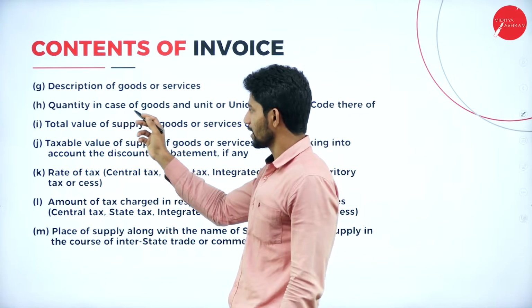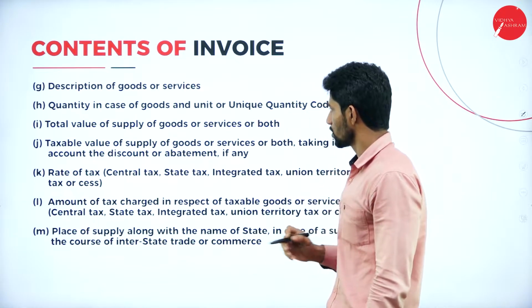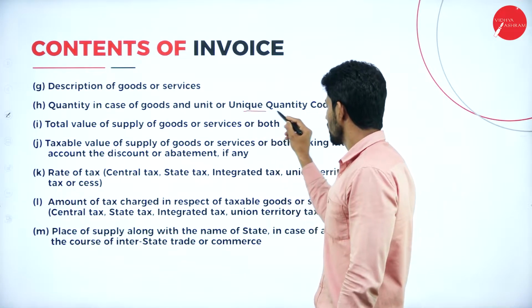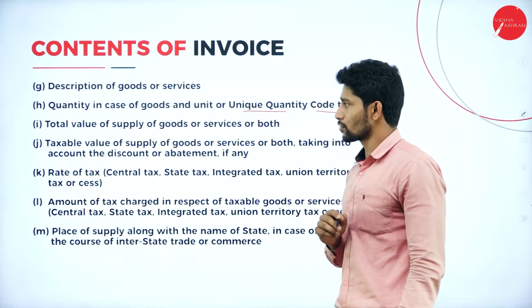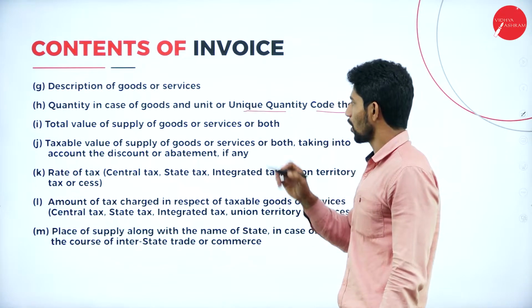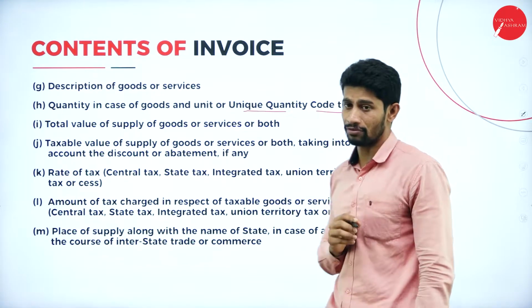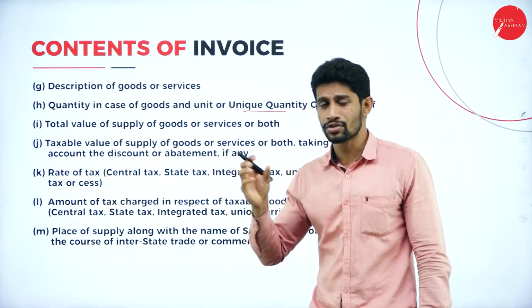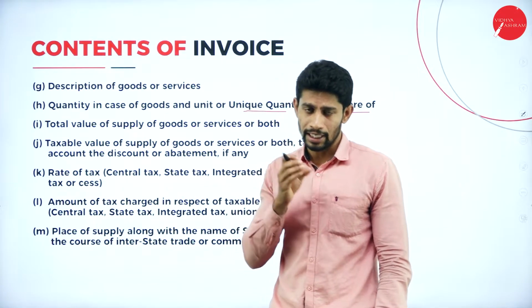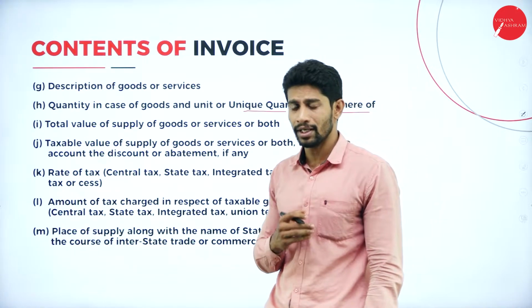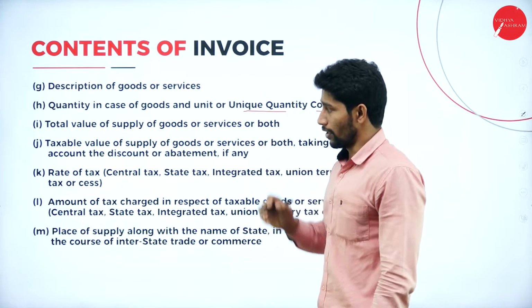Next, quantity in case of goods and unit or unique quantity code thereof. Yes, what quantity of goods is sold, whether it's 1 piece or 2 pieces, whether it's 10 units or 20 units, that will be mentioned in the invoice.